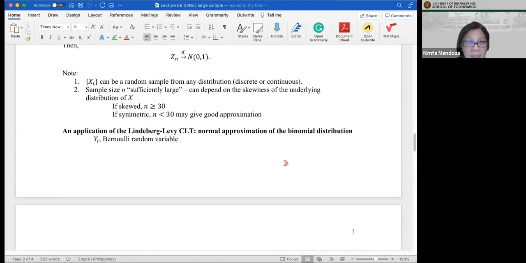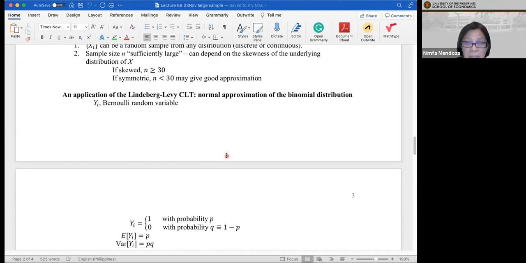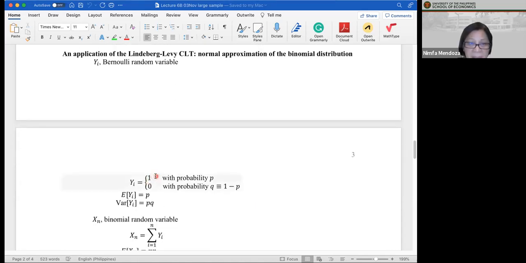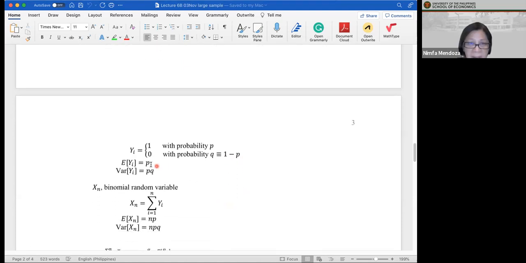Okay, so let's go to a quick application of the Lindeberg-Levi central limit theorem, where we have the normal approximation of the binomial distribution. Let y sub i be a Bernoulli random variable. That is, y sub i can turn up 1 or 0, 1 with probability p, 0 with probability q, which is equal to 1 minus p. So note that the expected value of y sub i is p, the variance of y sub i is pq. This is easy to verify.